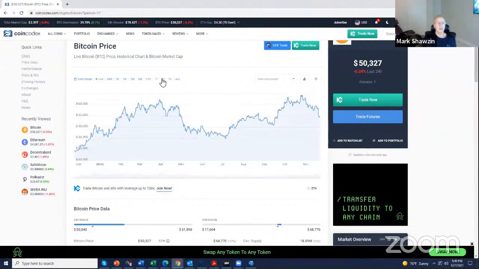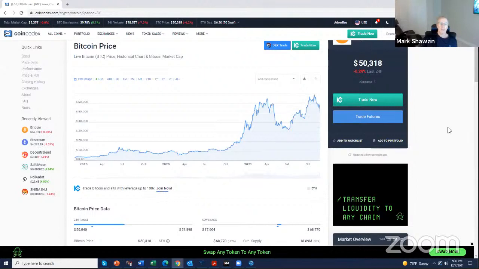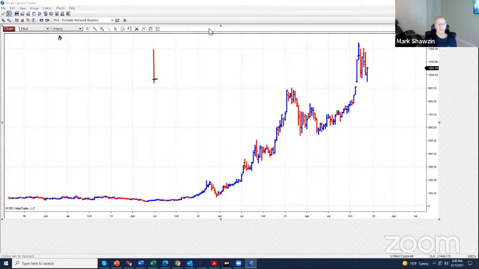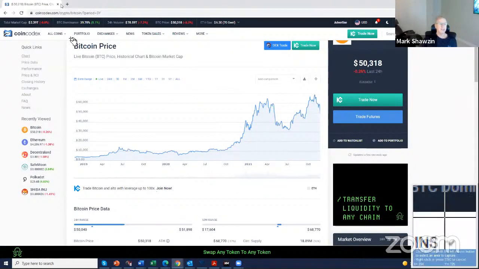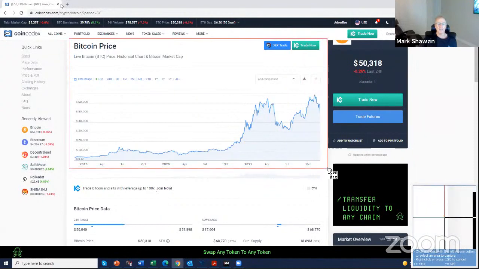So let's just look at, this is Bitcoin. And so what I'm looking at on this is, I had a feeling we would come off, but now it's a question of how we hold this area.